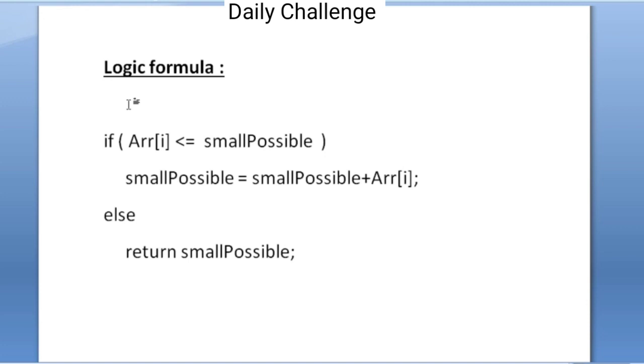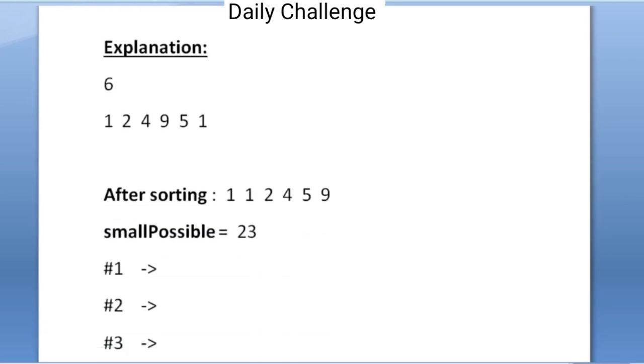First, the given array has to be sorted and we have to travel through the array only once. Initially we set a variable named small possible to 1, and whenever the array value at the particular index is less than or equal to the variable which we have declared, we increment the variable with the array value at that index. And whenever it fails to satisfy this condition, the program should just return the smallest possible. We shall look into a sample input to understand this logic.